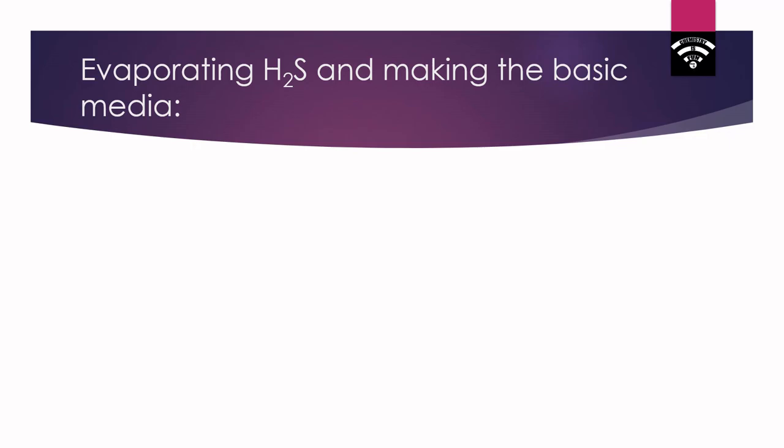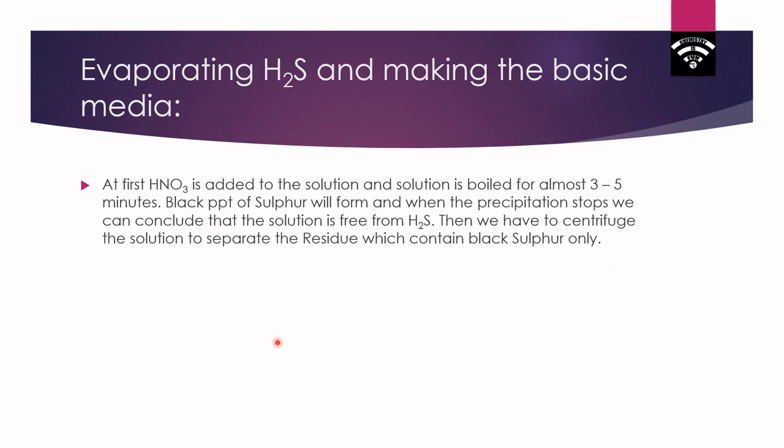So how can we remove H2S from the solution and make it basic? For removing H2S, at first we add HNO3 to the solution and boil it for almost 3 to 5 minutes. As you know, HNO3 is an oxidizing acid, so it will oxidize the sulfide present in the solution to sulfur, and we will find a precipitate of sulfur.